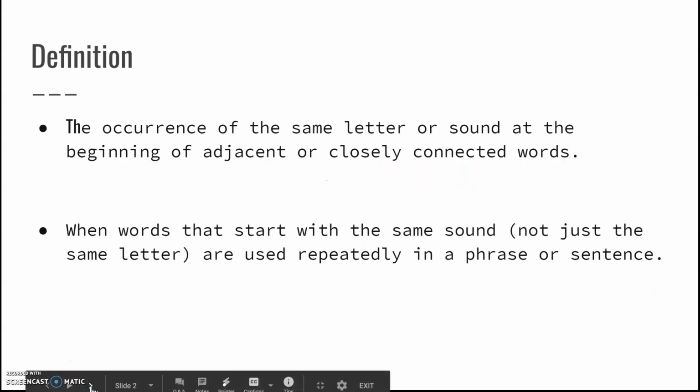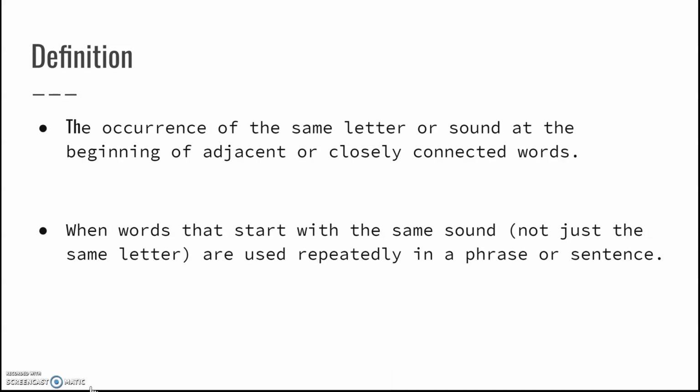First off, the definition of an alliteration is the occurrence of the same letter or sound at the beginning of adjacent or closely connected words. Well, that definition sounds very confusing. So, a simpler definition is when words that start with the same sound, not just the same letter, are used repeatedly in a phrase or sentence.